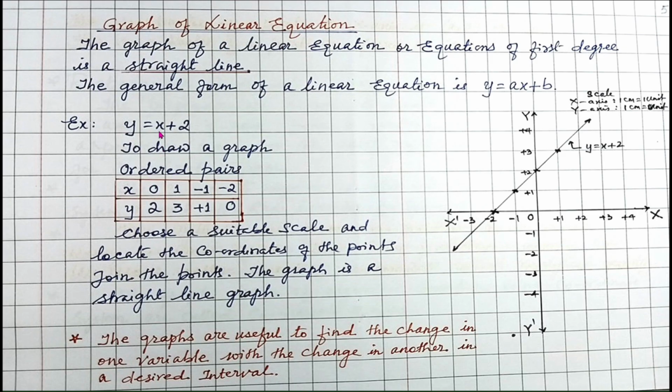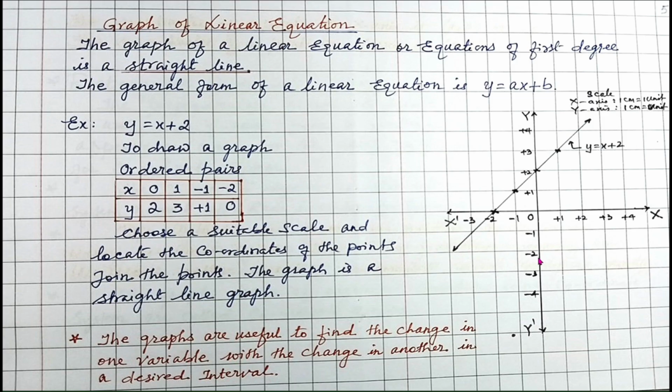Now if x is 0, y becomes 2, naturally, 0 plus 2 is 2. If x is 1, 1 plus 2 is 3. If x is minus 1, then minus 1 plus 2, y is equal to plus 1. If x is minus 2, minus 2 plus 2 is 0, therefore y is equal to 0. So we have the ordered pairs here.